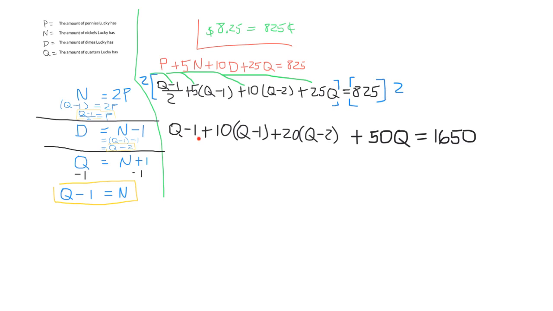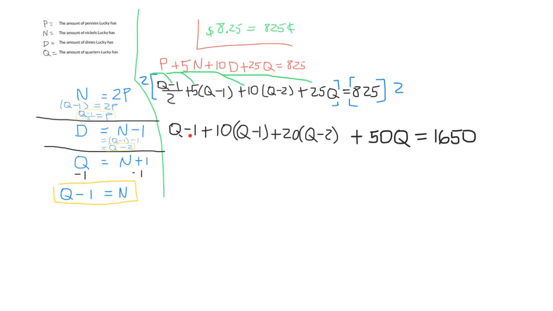So we have q minus 1 plus 10 times (q minus 1) plus 20 times (q minus 2) plus 50q equals 1650. Now that is a lot of information. It could be a little confusing, but at least now we only have one variable, and it's the variable that we want to solve for. It's the variable that 52 is asking about, problem number 52. So that certainly means that we're on the right track.